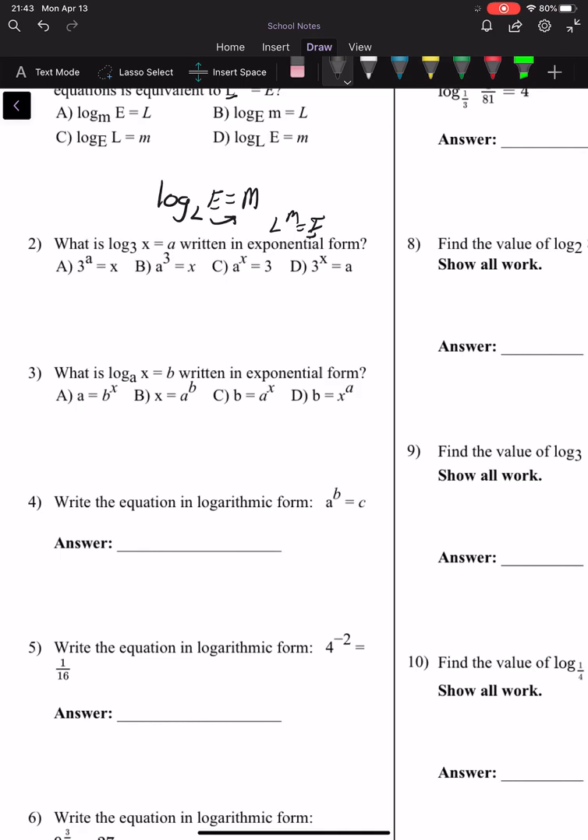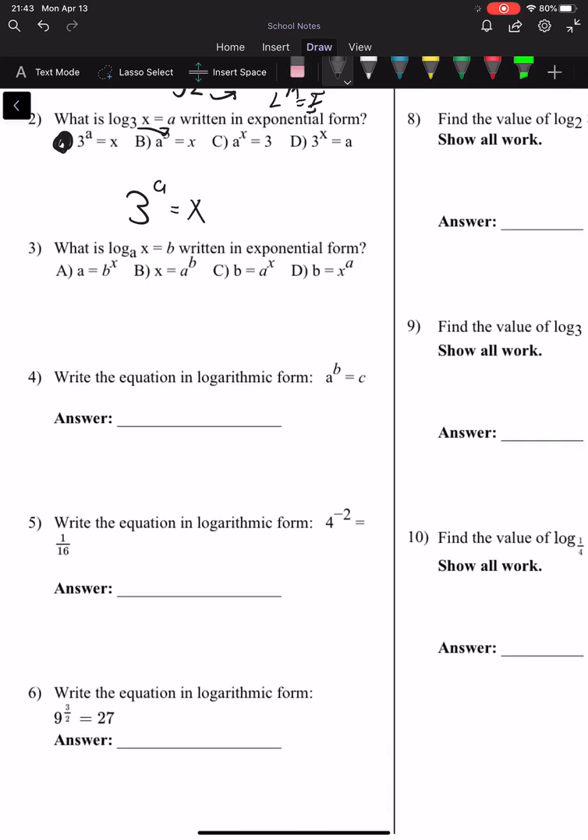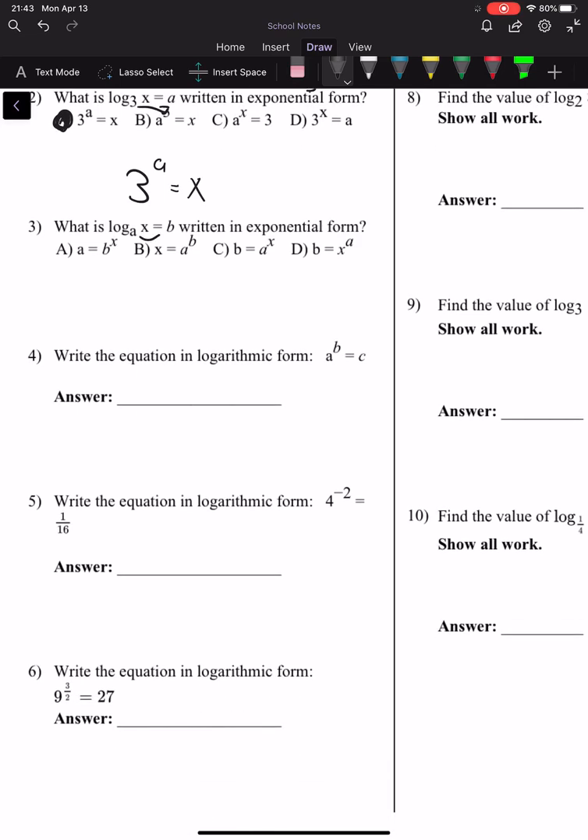Question number 2, what is log base 3 of x equals A written in exponential form? So again, same work. So we'll have 3 to the A equals X, and that's going to be choice A. Same thing again, question number 3, what is log base A of x equals B written in exponential form? A to the B equals X, and this is just it in reverse, so choice B.